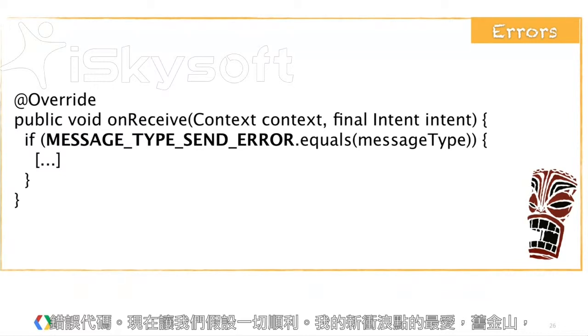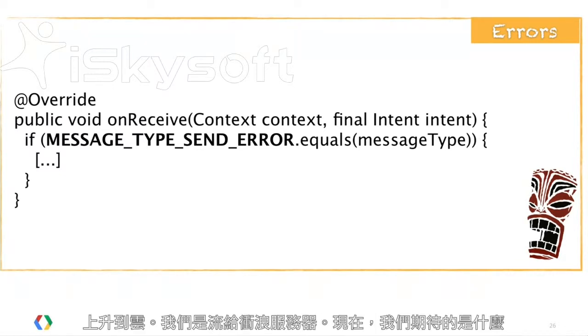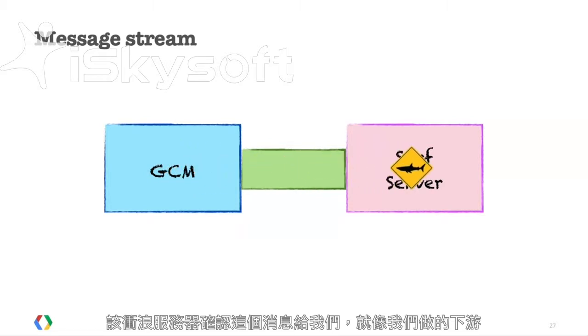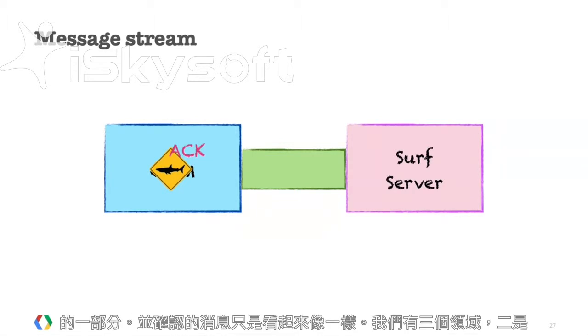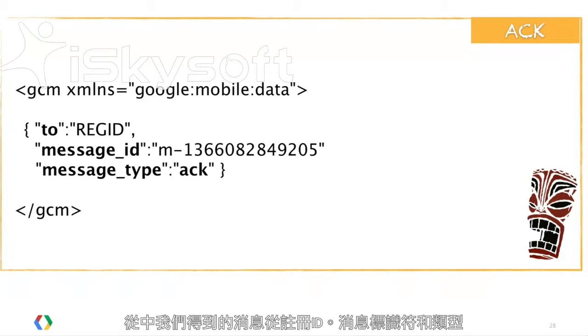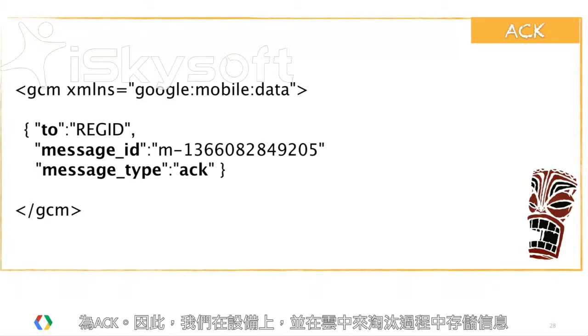OK, now let's assume everything went well. My new surf spot favorite, San Francisco, goes up to the cloud, and now we are streaming it to the surf server. Now, what we expect is that the surf server acknowledges this message to us, just like we did for the downstream part. The acknowledge message looks the same. We have 3 fields: the registration ID from which we got the message, the message identifier, and the type, which is ACK.